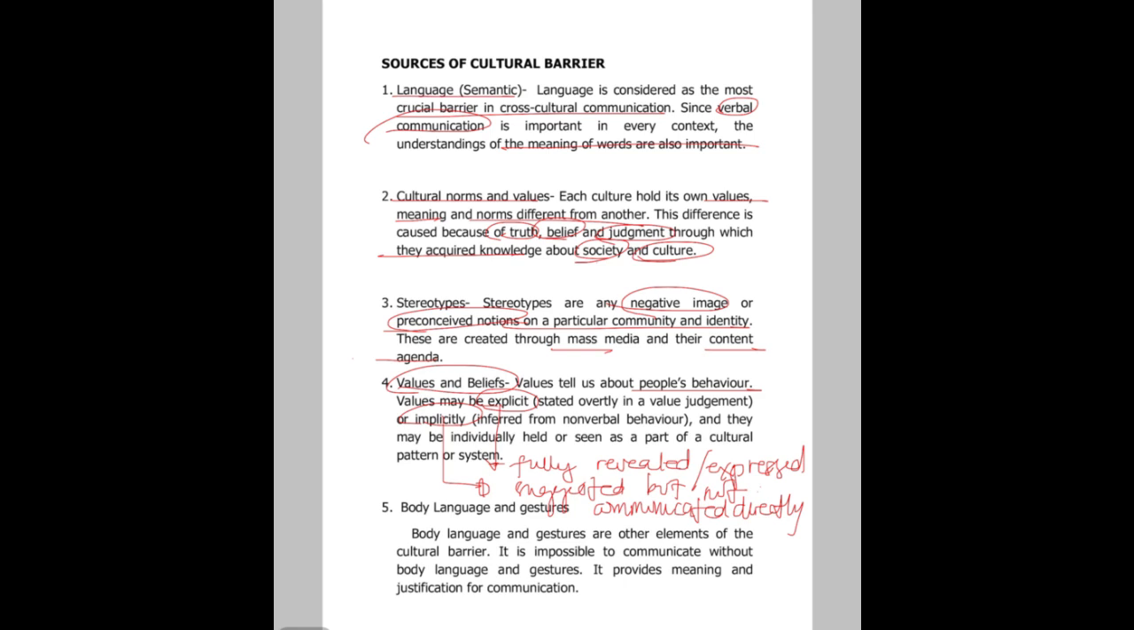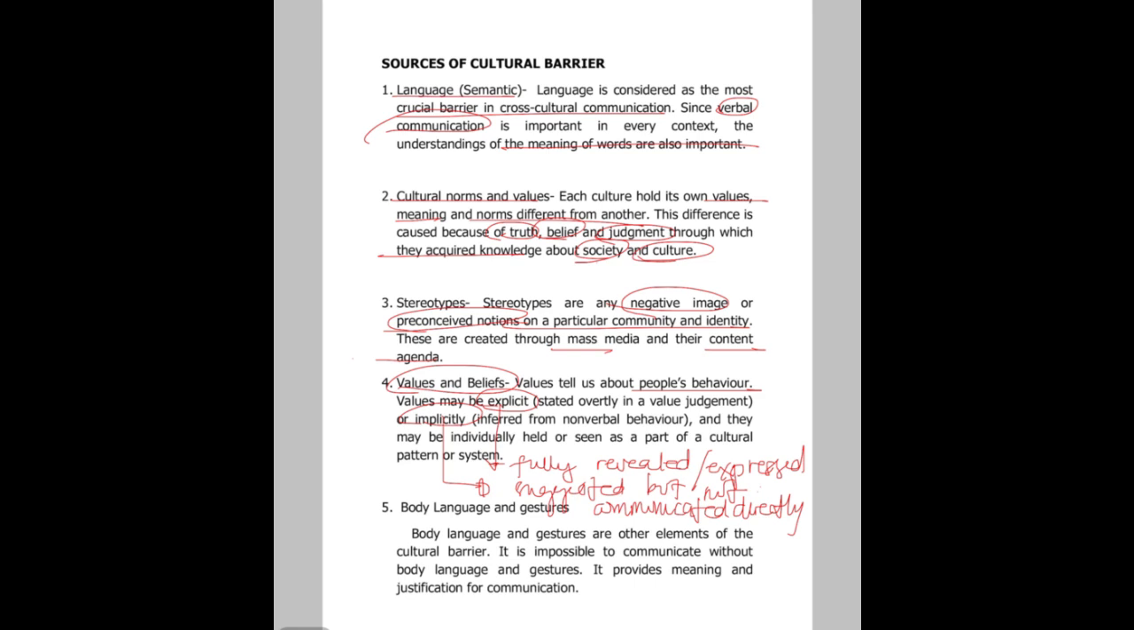Non-verbal, ibig sabihin, usually hindi talaga natin ito na-i-express, di natin nasasabi. So, ang nangyayari sa implicit values, more on suggestion. Pero hindi nga siya directly na i-communicate. Hindi mo directly nasasabi. So, and they may be individually held or seen as a part of cultural pattern or system. May mga beliefs, may mga paniniwala tayo na talagang visible.